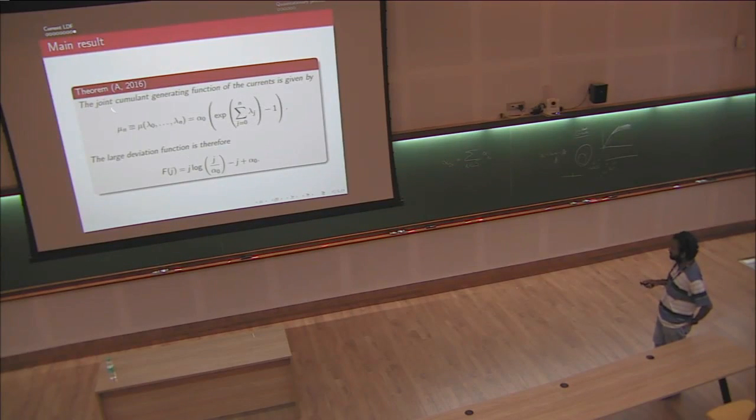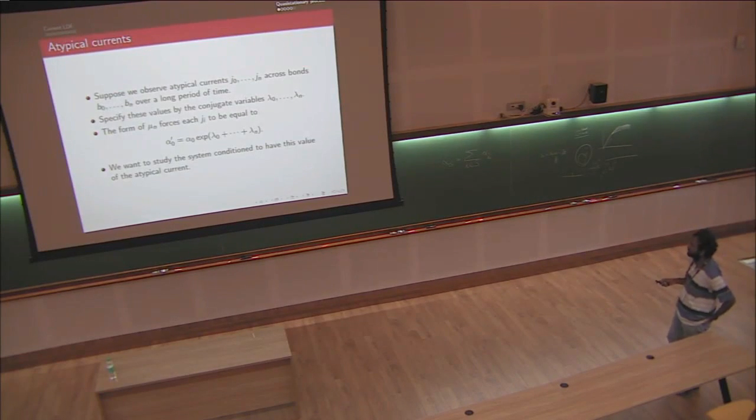So the result that turns out to be true is that the joint cumulant generating function is given by this explicit formula, alpha 0 times the exponential of the sum of the lambdas minus 1. And the fact that it only depends on the sum of lambdas is related to the fact that the currents are all correlated. The large deviation function has this extremely simple form.